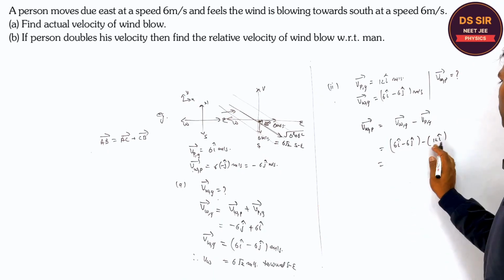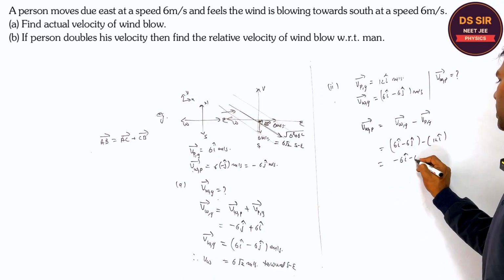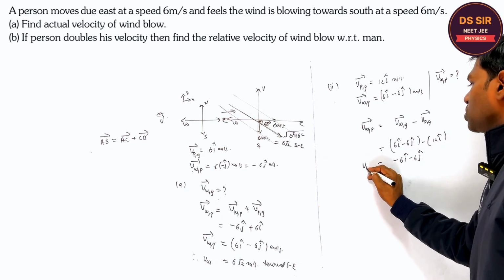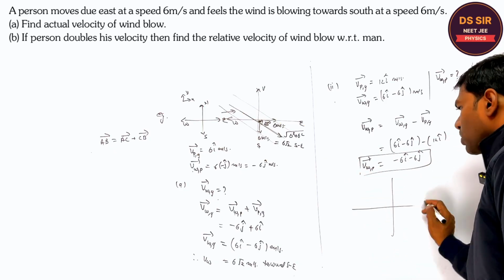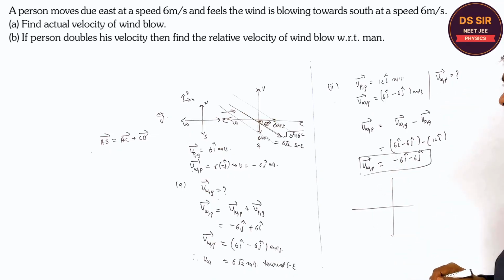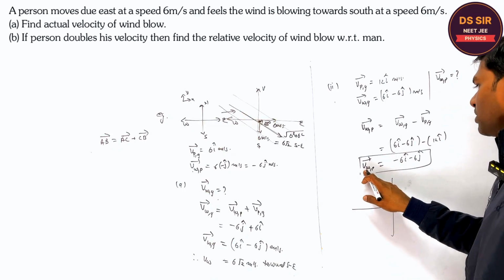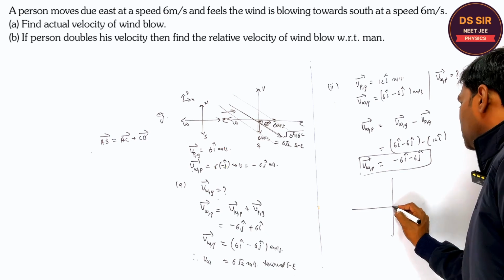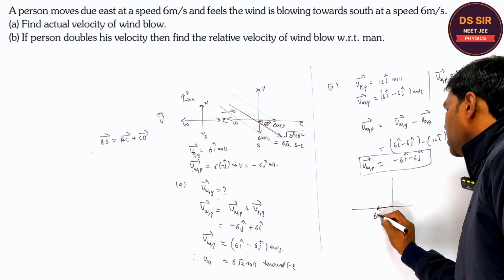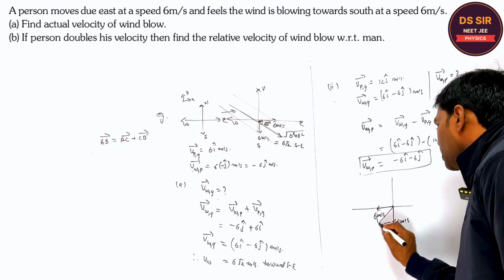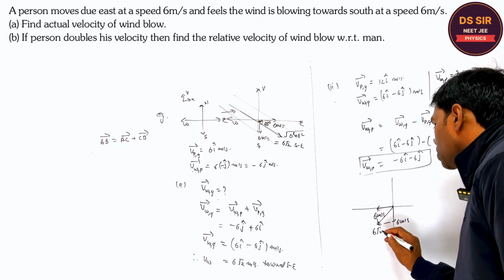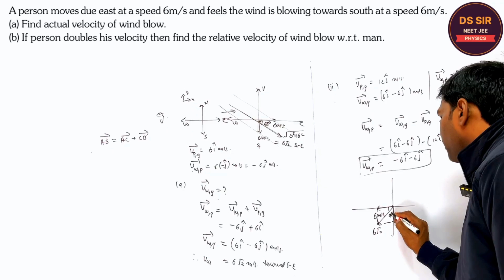You can solve it in this way. So minus 6i cap minus 6j cap is the velocity of wind with respect to person. It means that with respect to the person, the wind appears to move at 6 meter per second in this direction, and 6 meter per second in this direction. When you find the resultant velocity, it is 6 root 2 at angle 45 degree.